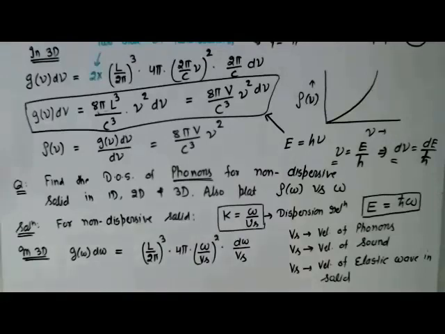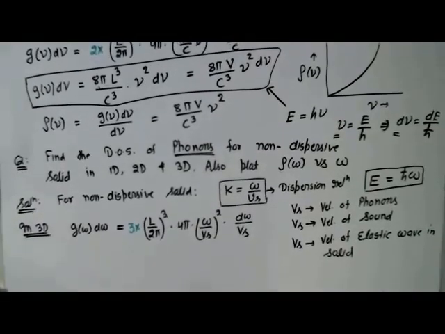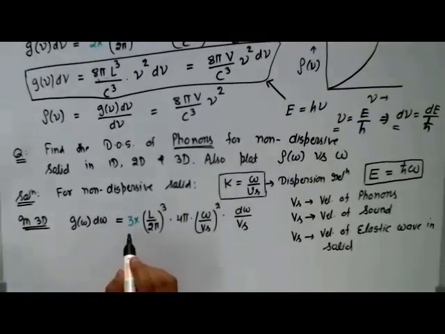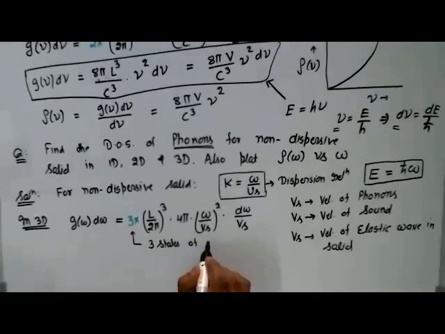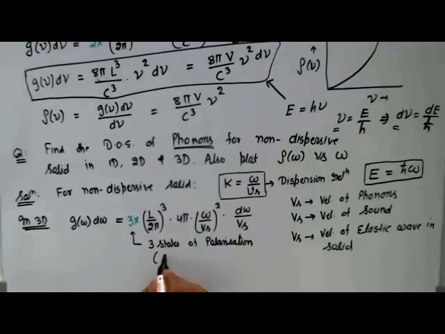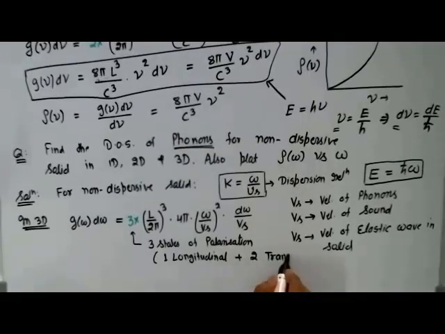Now, the one point you need to understand: in the case of phonons, in 3 dimensions, I'm going to multiply with 3. And here you can mention that this 3 represents 3 states of polarization. So in the case of phonons, you can have one longitudinal plus 2 transverse. We will discuss this later; for now just write down that phonons have 3 states of polarization, so one longitudinal and 2 transverse.